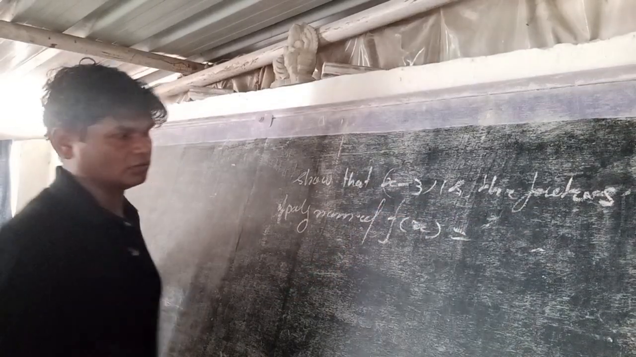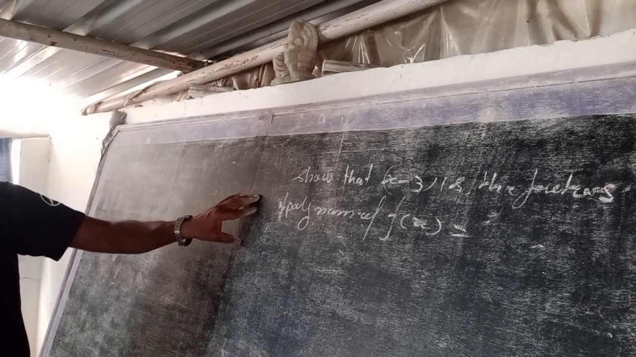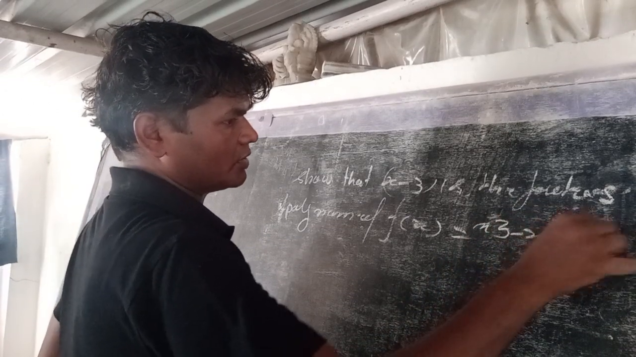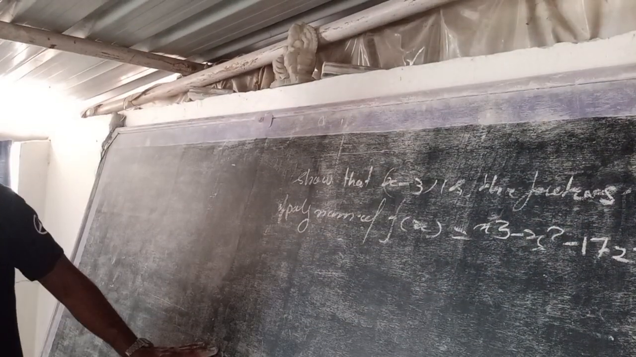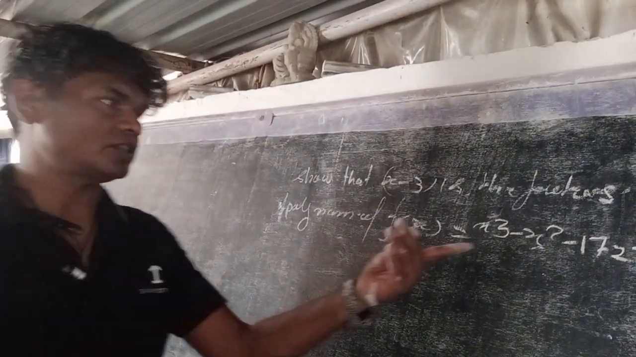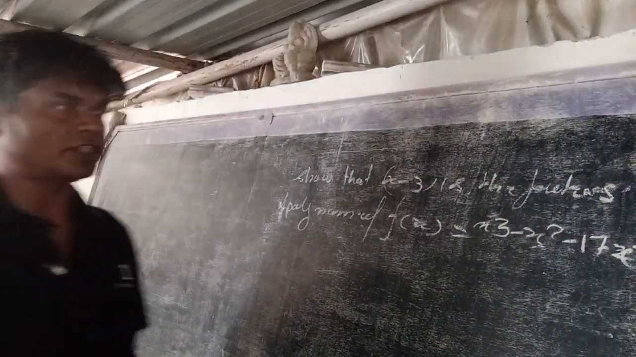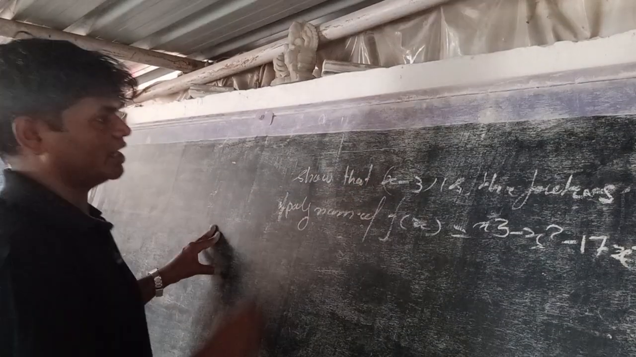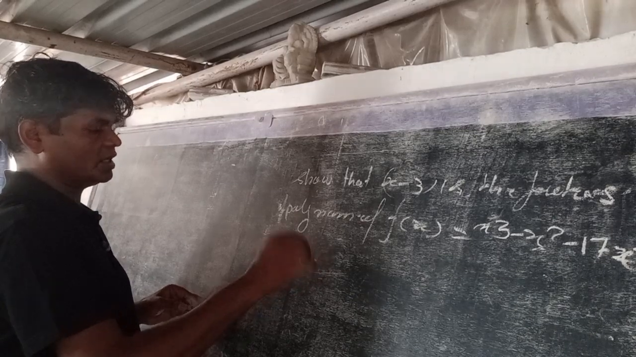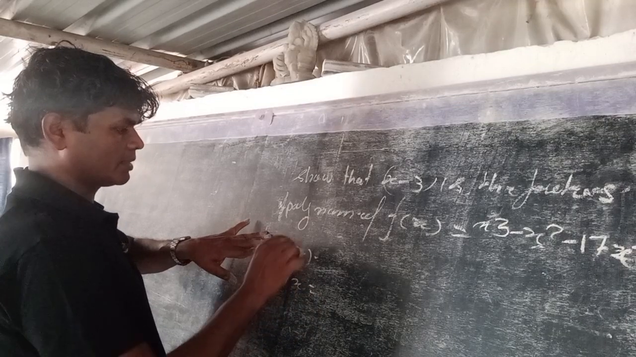f(x) is equal to x cube minus x square minus 70x plus 50. Here is the question: x cube minus x square minus 70x plus 50. How will we take this? Say x minus 3 is the common factor. So first take x minus 3 as the common factor, then we take x is equal to, and we find that x is equal to 3.